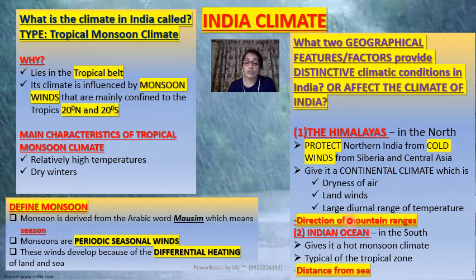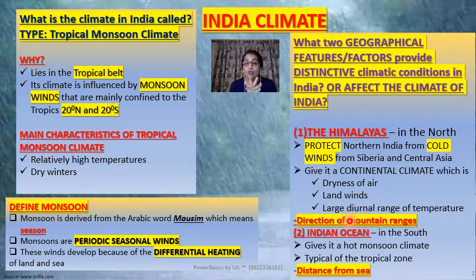The Indian Ocean in the south gives it a hot monsoon climate. Why? Winds that blow over oceans pick up moisture from the oceans and they come towards us. And India has the Indian Ocean in the south, which gives it a hot monsoon climate, which is typical of the tropical zone. So, areas close to the sea get a lot of rain. Now we'll understand that as time goes by.